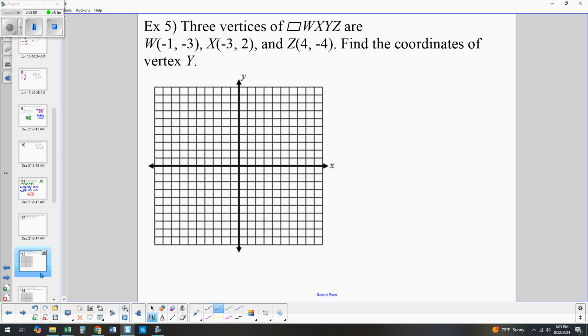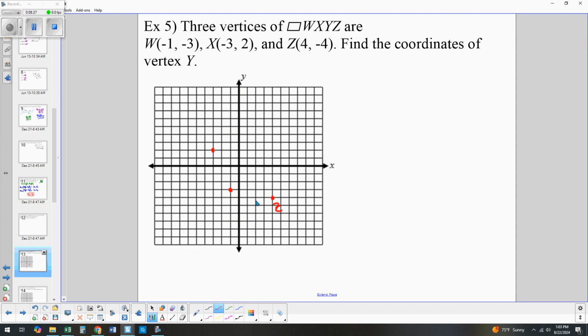For example 5, this is very important to know how to do because if you choose a project that I assign, one of the choices you do have is to create a figure that is a type of parallelogram, and this is how you would do it. Any 3 points to start with. It didn't matter what the 3 points were. Here I'm starting with -1, -3, -3, +2, and 4, -4.